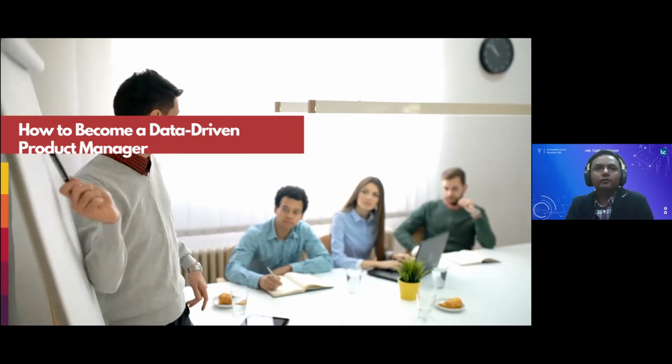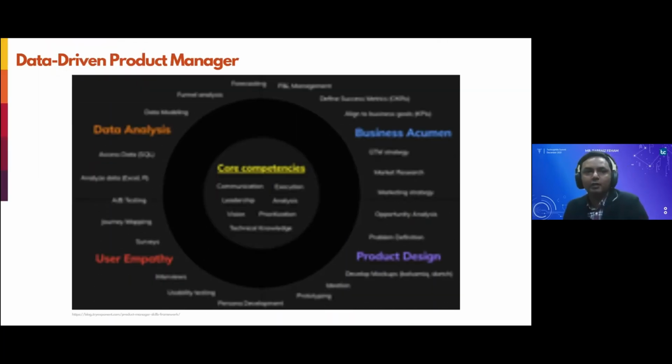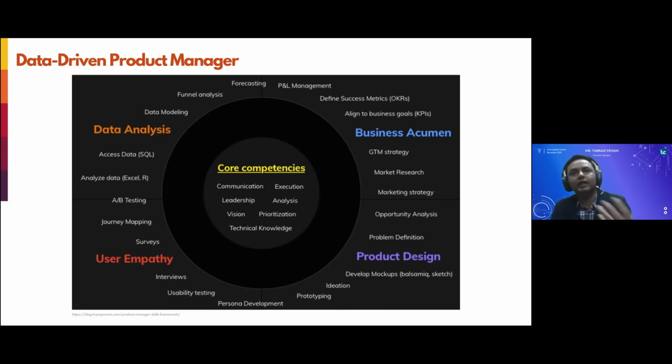Finally, we will go into how you can actually become a data-driven product manager. So in terms of the capabilities that you have, in the first place, you should have leadership skills. You should have communication. You should be analysis oriented, data oriented. You should have business acumen. You should be able to understand the P&L. You should be hands-on with the go-to-market or GTM strategy. You should be hands-on with market research. Then you should be very good with product design, mock-ups, and then ideation, prototyping, persona.